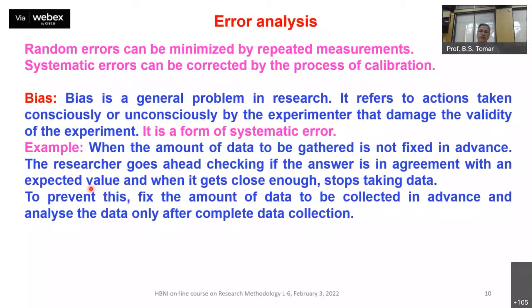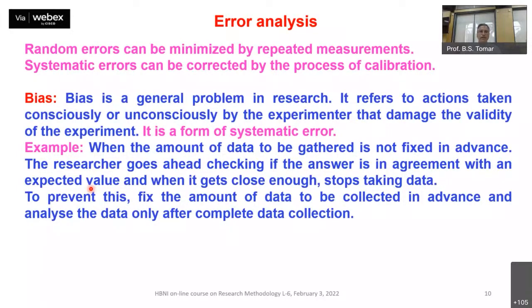So you are going on collecting the data like a survey. You have to collect, let us say, some 1,000 people you have to survey. Then after 500 people you have interviewed or data collection, you found you got what you wanted. So you stop going further. And that is how you may introduce the bias.